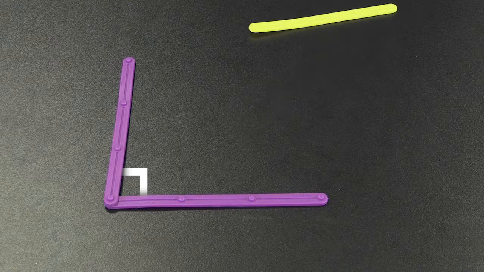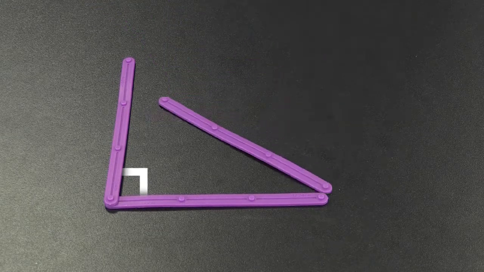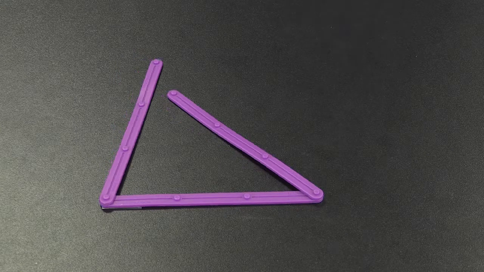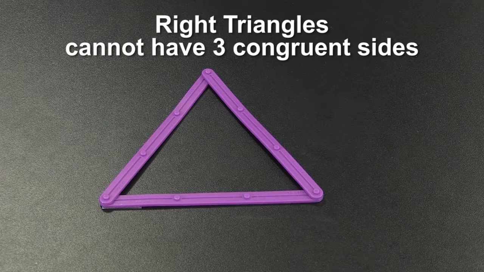Well, instead of shorter, what if it was the same length? If we make the side opposite the right angle the same length as the other 2, we still cannot close the shape unless we change the angle measure to less than 90 degrees. But then it would not be a right triangle anymore. So right triangles cannot have 3 congruent sides.